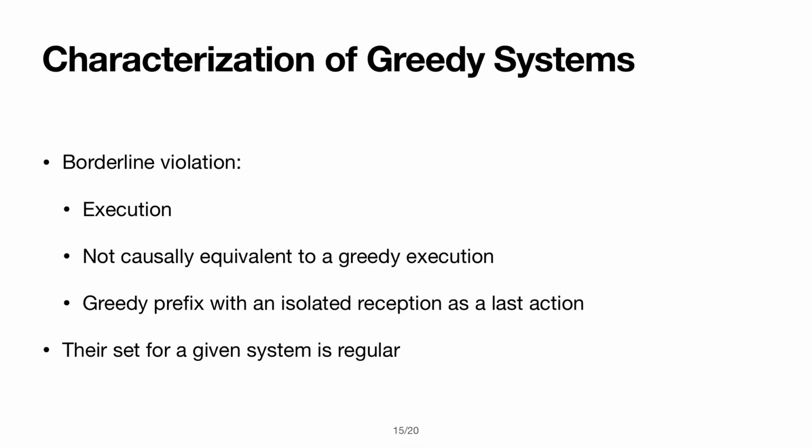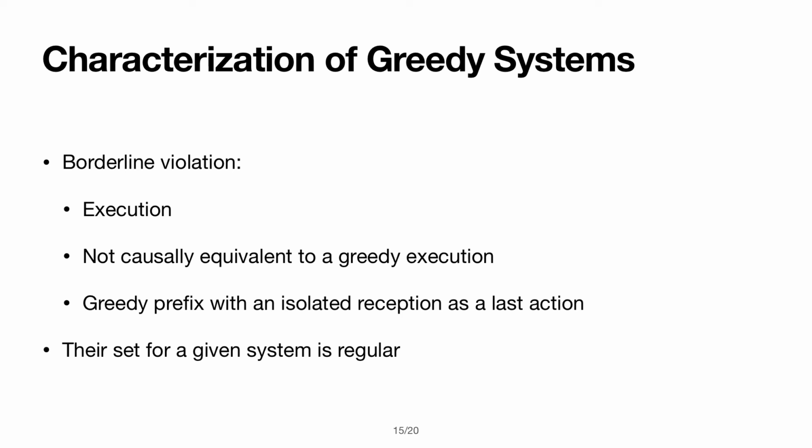Another important decidability result is that membership of the class of greedy systems is decidable. To show you how we prove that, I need to introduce what we call a borderline violation. A borderline violation is an execution that cannot be reordered to be greedy. Its other specificity is that it is composed of a greedy prefix, and just the last action, a reception, makes it not greedy. This last action is a reception of a message sent earlier in the execution.